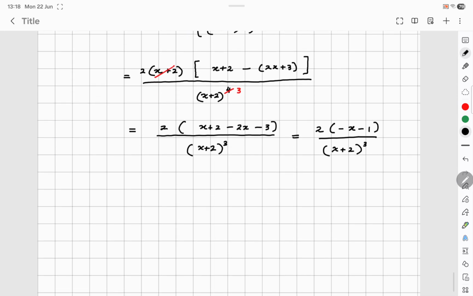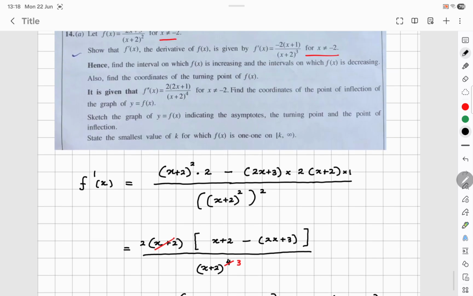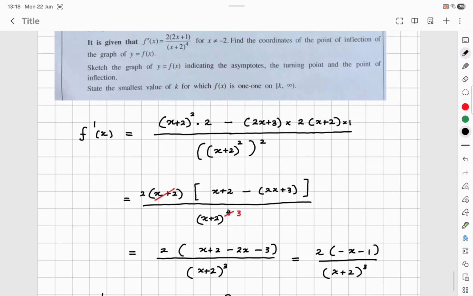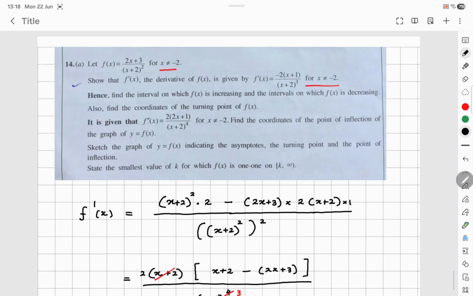So now just take the minus sign out from the bracket in the numerator. So it is minus 2 into (x + 1) over (x + 2) cubed, right? So there's the derivative, so the first part is done. The derivative is minus 2 into (x + 1) divided by (x + 2) cubed. So this is just a simple application of the quotient rule, right?